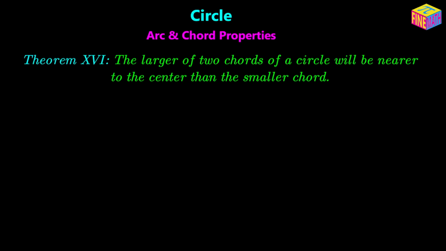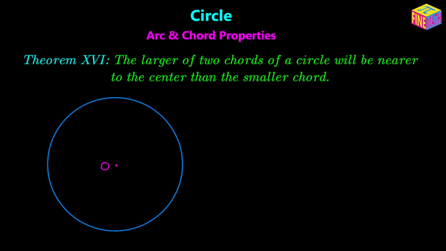smaller chord. Let's suppose we have a circle like this with the center at the point O, and we have a chord like this, AB. This is the smaller chord. And also we have a larger chord, which is the chord CD. So let's assume that CD is greater than AB. That means the length of CD is greater than the length of AB.